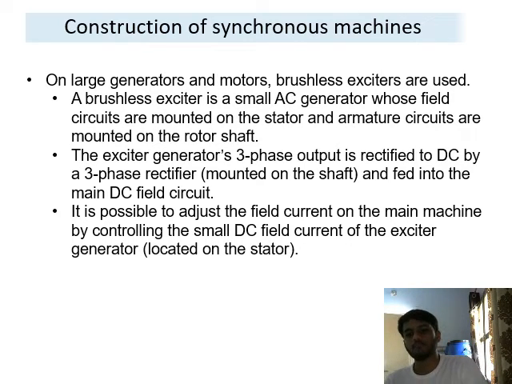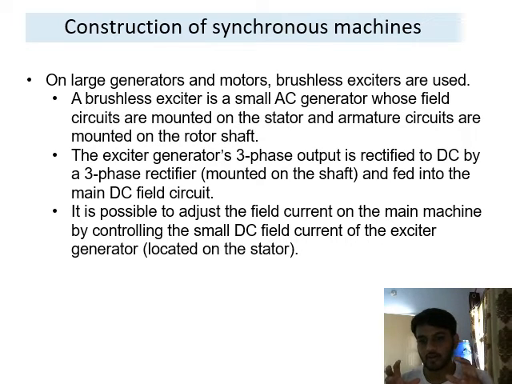So the power is not from anywhere else. The generator generates its own power. Some portion of that power is rectified by using the three-phase rectifier and fed back to the main DC field. Of course, at the time of starting, we have to give some DC power supply to the rotor to start the process of generating the field, or building up the voltage.